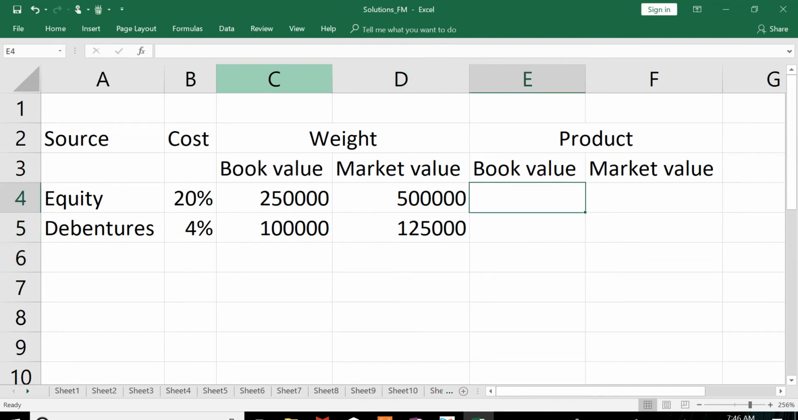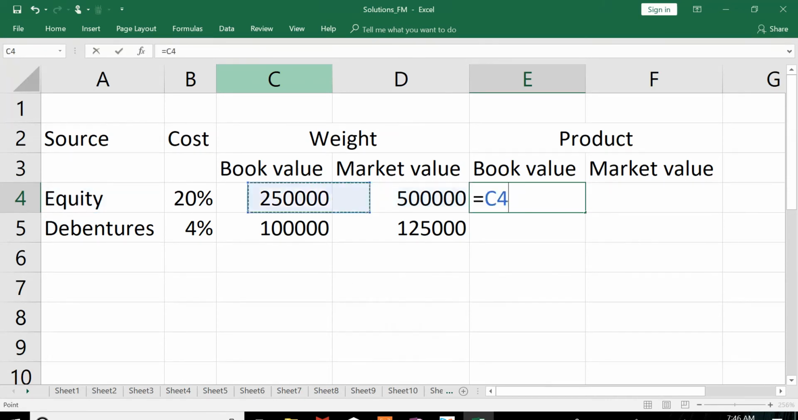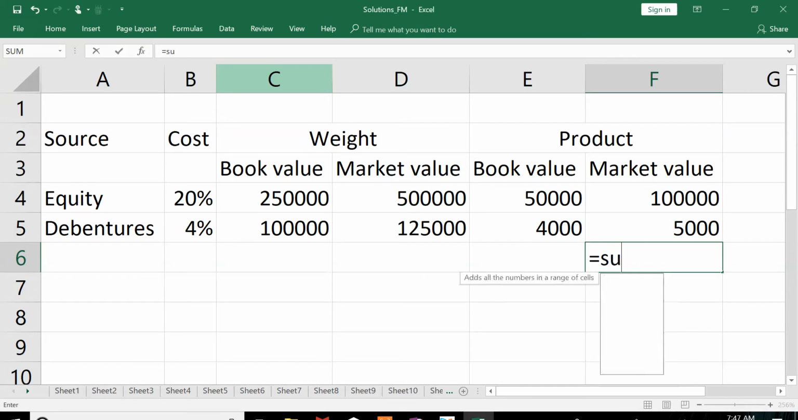Now product is cost into weight. Listen for some time, I don't want you to note down anything. You will just multiply the cost with the weight. Similarly, this cost into weight, and you'll have to put a total of all of this.